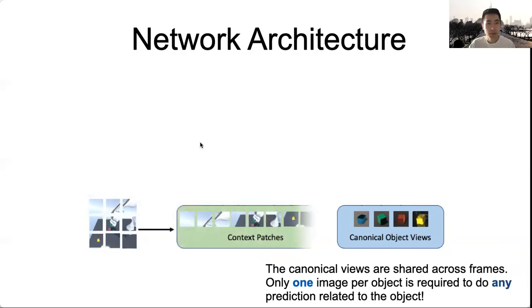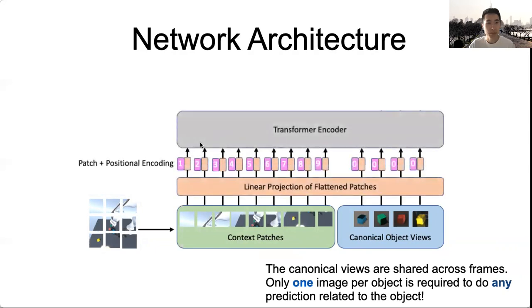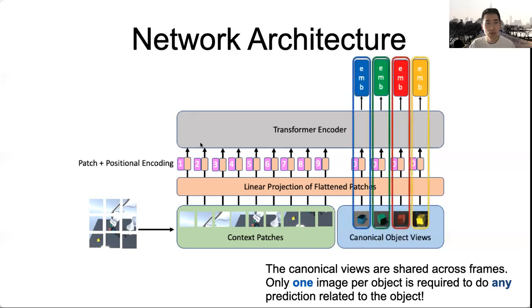SORNet first splits the input frame into context patches and concatenates them with the canonical object views. Next, the sequence of image patches is linearly projected and flattened into a sequence of vectors. Then, this vector sequence is added with positional embedding and passed through a multi-layer, multi-head transformer network. The tokens from the final layer of the transformer corresponding to the canonical object views are the object embeddings.